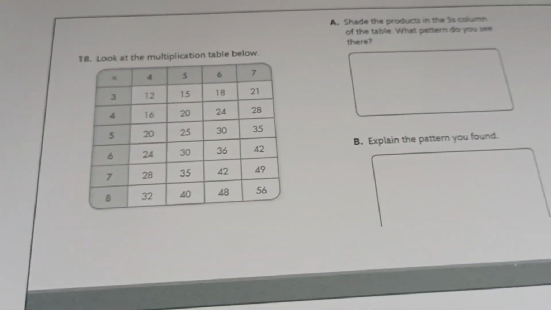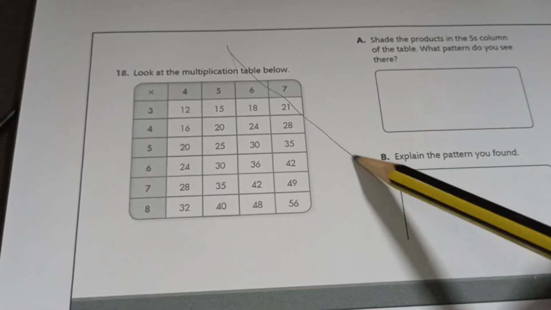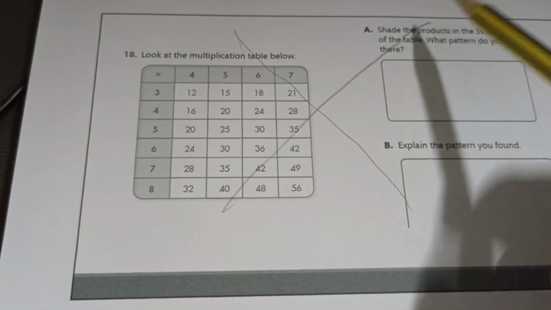Number 18 is again about explaining patterns. We are not going to do this in the test, so we just leave it. In the class we do this, but in the test we are not going to do this.